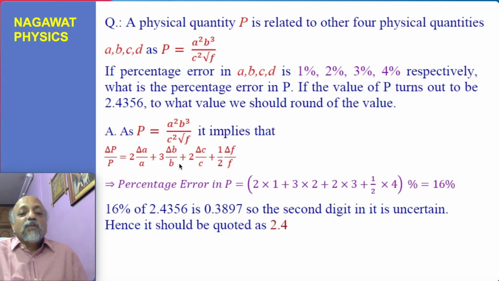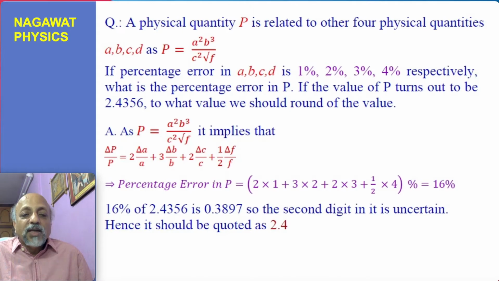Because the difference between the relative error and percentage error is just a factor of 100, we can say the percentage error in P is also given by a similar formula: twice the percentage error in A plus 3 times the percentage error in B plus 2 times the percentage error in C plus half the percentage error in F. The values are substituted here, and you come to the number that the percentage error in P in this particular question will be 16%.